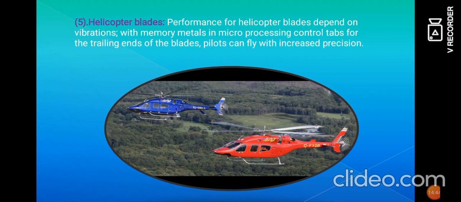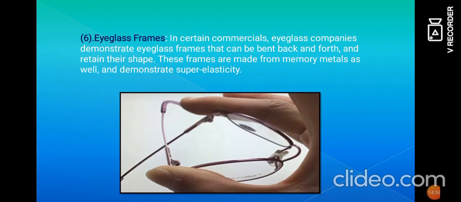Helicopter blades. Performance for helicopter blades depends on vibrations, with memory metals in microprocessing control tabs for the trailing ends of the blades. Pilots can fly with increased precision. Eyeglass frames. In certain commercials, eyeglass companies demonstrate eyeglass frames that can be bent back and forth and retain their shape. These frames are made from memory metals as well and demonstrate super elasticity.